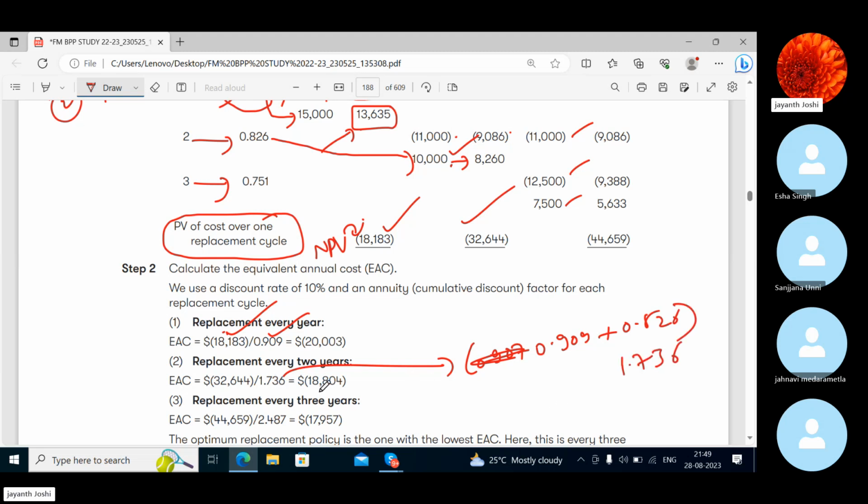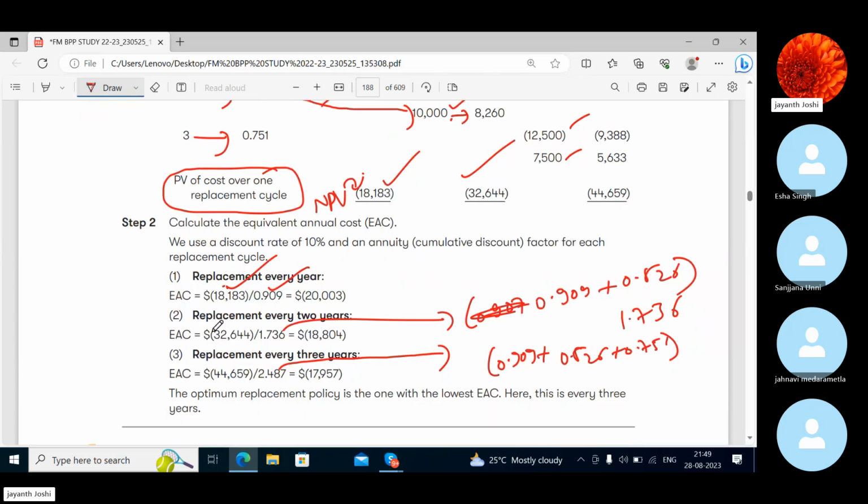This is the annuity factor, right? And then again here also you have to take the annuity factor, 0.909 plus 0.826 plus 0.751. So when you divide these with the factors, you're going to get the equivalent annual cost. Okay, so the optimum replacement policy is the one with the lowest equivalent annual cost. Here this is every 3 years, because in the third year the equivalent annual cost is 17,957, right? So you have to replace your asset every 3 years, right?